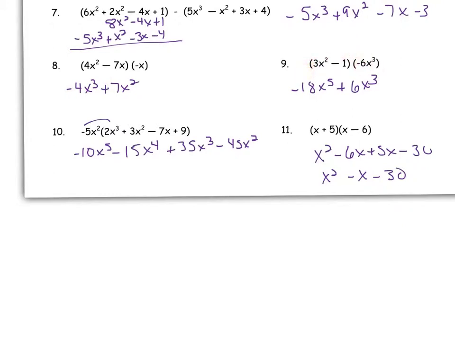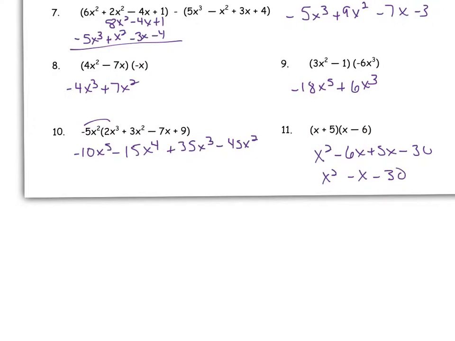So here, positive times a negative is a negative. 6 times 3 is 18. X to the 3rd times x squared is x to the 5th. You add the exponents. All right, and the same with this one, there's just more of them. And if it's not in standard form when you finish, please put it in standard form by descending degrees.